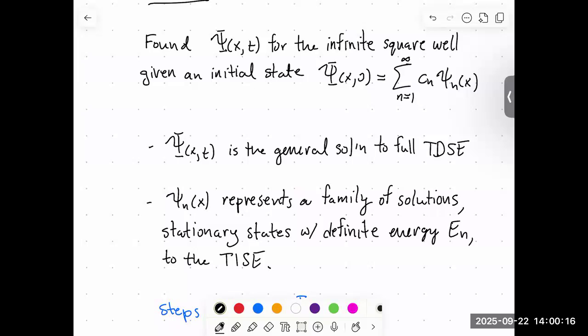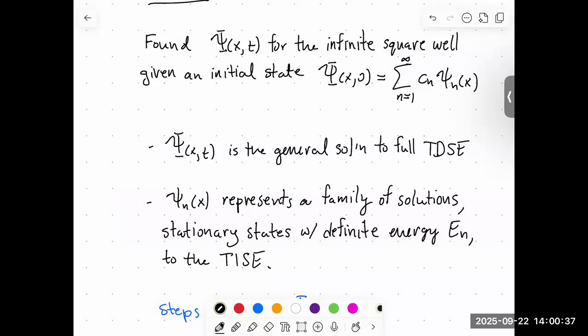Let's just think about what we were talking about. I want to go over the scheme that we followed. We did it for the infinite square well, but this general scheme will apply for more or less all of the problems that we encounter. So let's think about it.